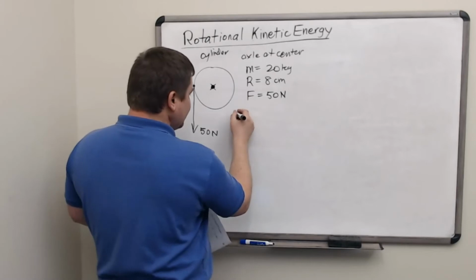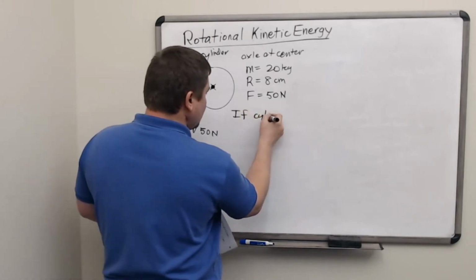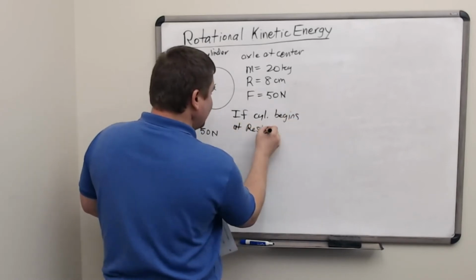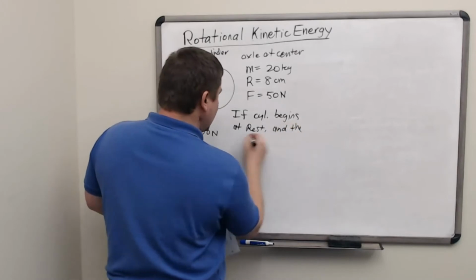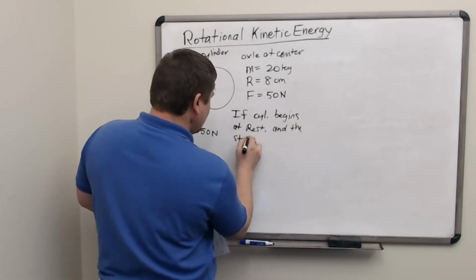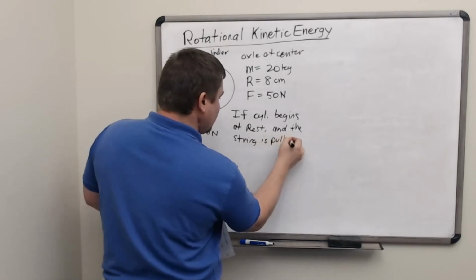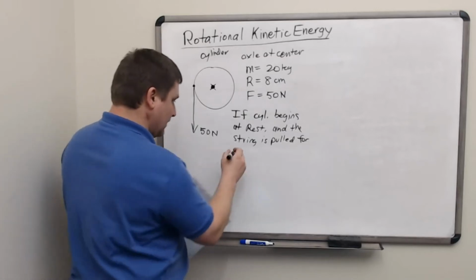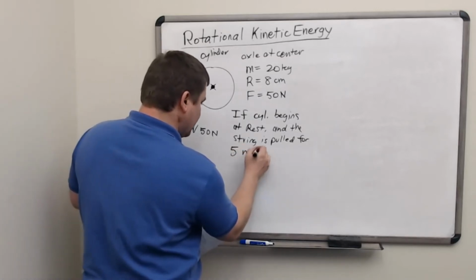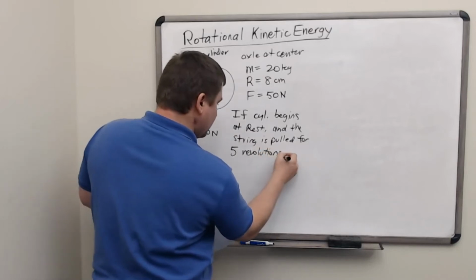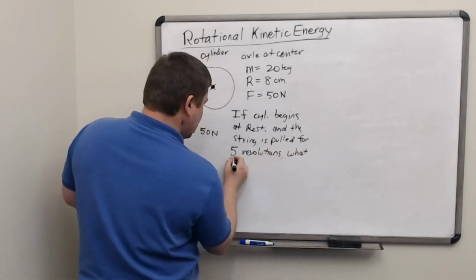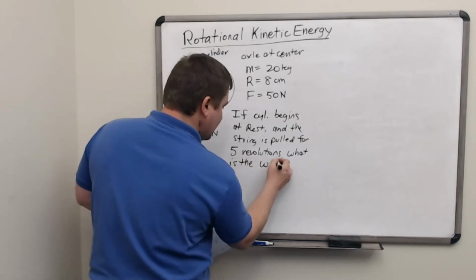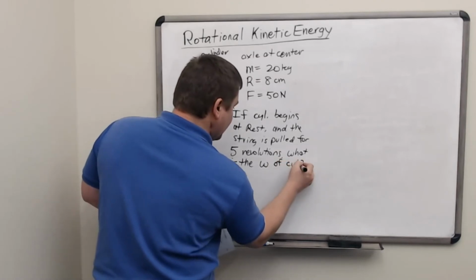Now the question is, if the cylinder begins at rest and the string is pulled for 5 revolutions, what is the angular velocity omega of the cylinder?